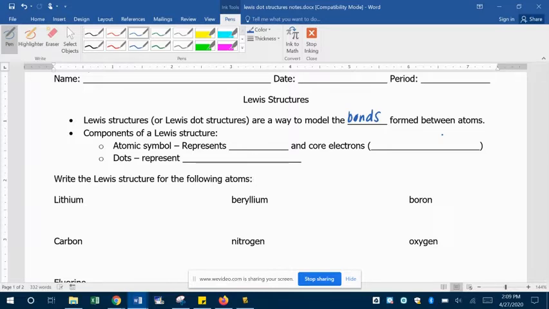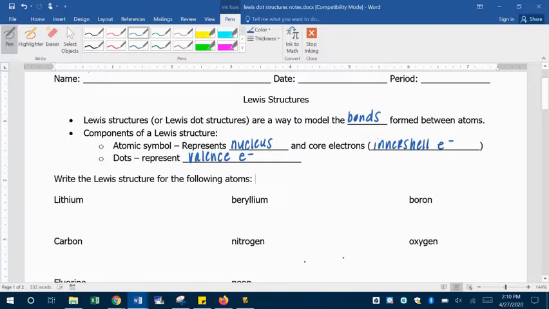The first is the atomic symbol, which represents the nucleus and core electrons. And by core electrons, I mean any electron that's on the inner shell. So these are the electrons that are not involved in bonding. And because Lewis structures are showing us bonds, they don't really matter. Then we're going to use dots in order to represent our valence electrons. And our valence electrons, remember, are our outer shell electrons, and they're important because they're the ones involved in bonding.